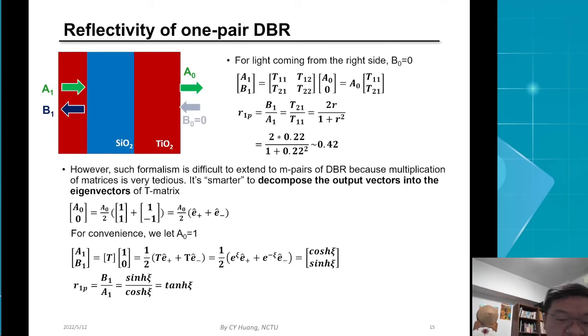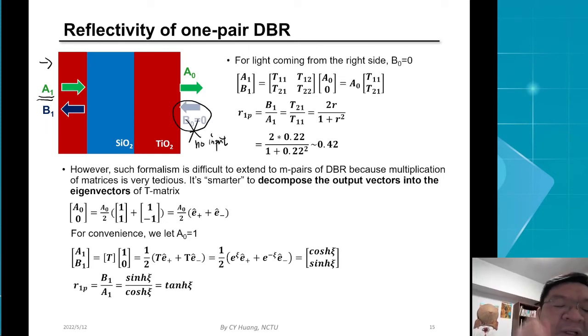Okay, so what's the reflectivity of the one pair mirror? So we can consider a scenario where the light is coming from here, and so we have some A1, but the other side doesn't have any power, no input. So the output vector will be A and B is 0.